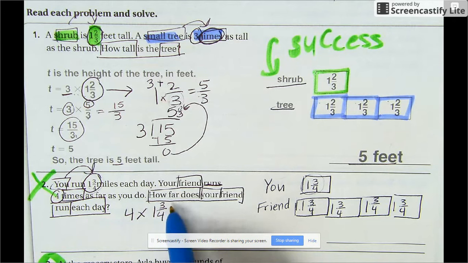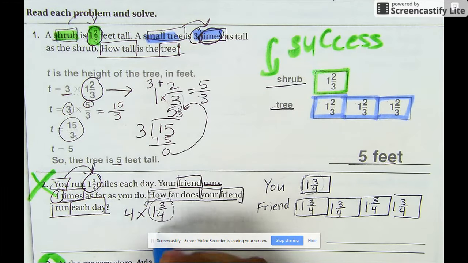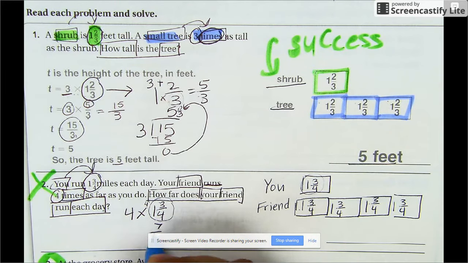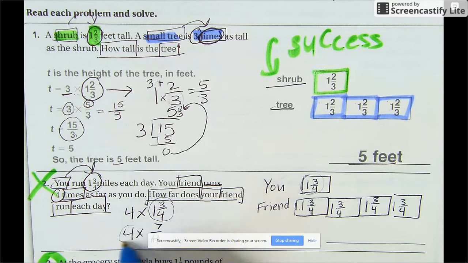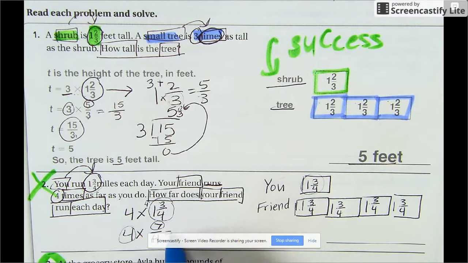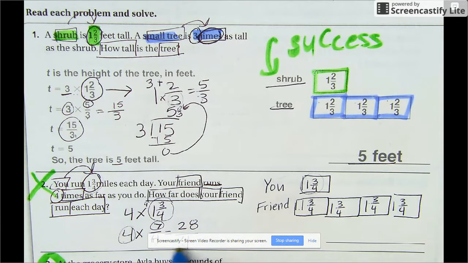Step number 1, rename this mixed number as an improper fraction. So 4 times 1, that's 4. 4 plus 3, that's 7. So when I rename it, I'm going to write it as 7 over 4. I'm going to bring this down, times 4. When I multiply, I'm going to multiply only the whole number and the numerator. 4 times 7 is 28 over 4. I don't change the denominator.